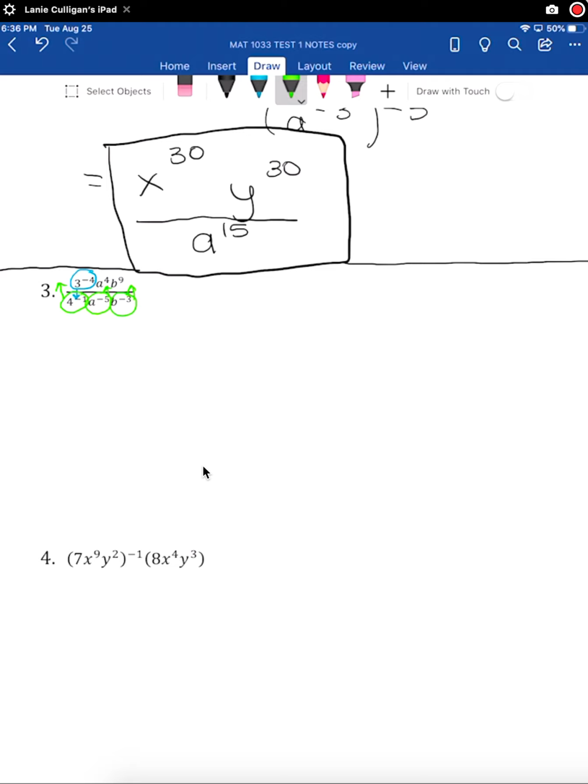So by flipping all these things, they should all now have positive exponents. Starting off, this 4 to the negative 1 flipped to the top and is now positive. This 3 to the negative 4th flipped to the bottom to become positive. This a to the 4th is already up top, so it's going to stay up top. This a to the negative 5th is going to flip to the top to become positive.